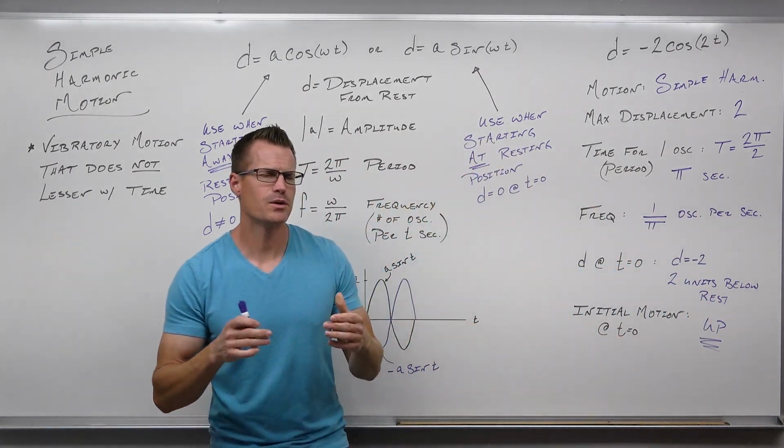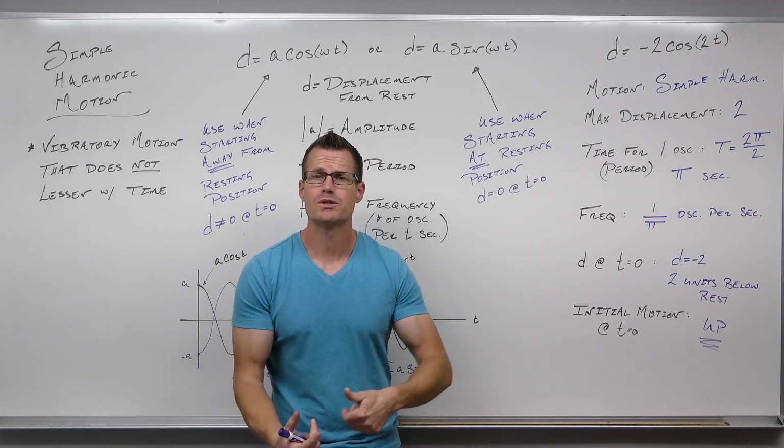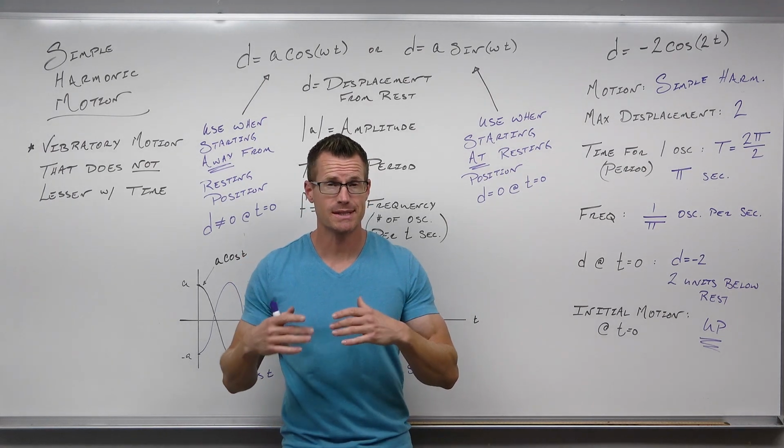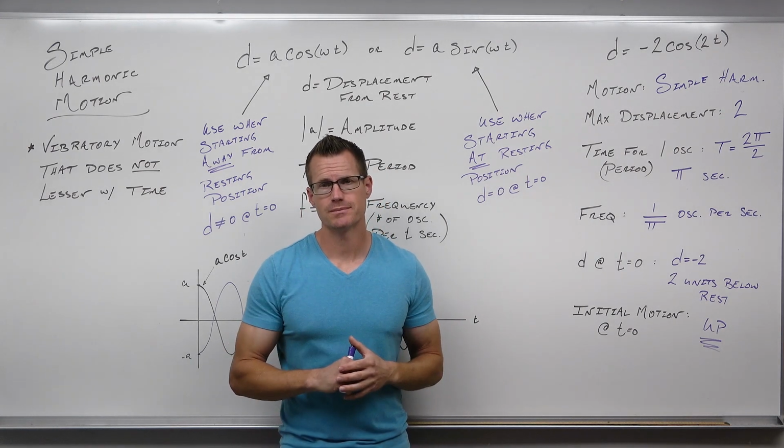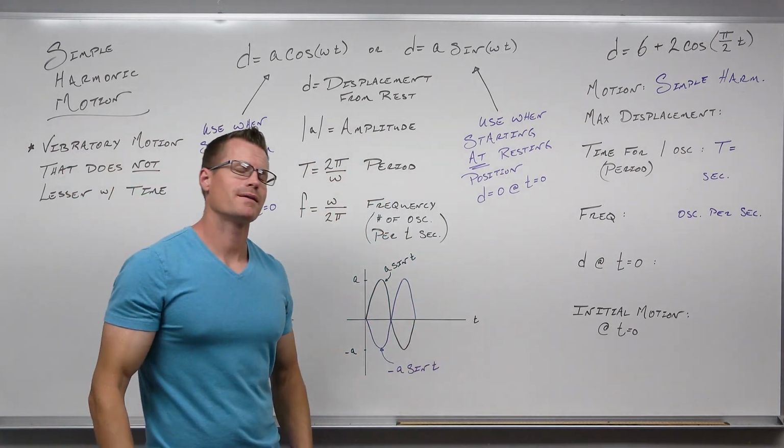I hope it's making sense. I hope you understand the negative cosine starts upward. I hope you're seeing the differences between sine and cosine. Cosine functions start away from rest at their initial position. Last one, and then we're done.